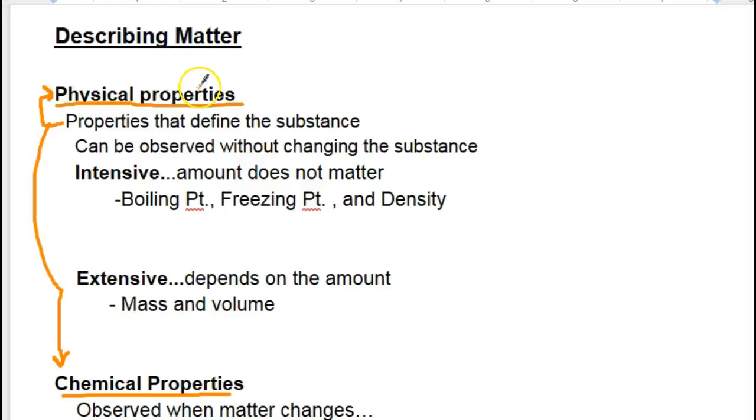Physical properties, what makes them different than chemical properties is this: they can be observed without changing the substance. So examples of these are boiling point, freezing point, density, mass, and volume. But there's a difference in these, and we call these ones, boiling point, freezing point, density, intensive, and we call these, mass and volume, extensive properties. Because intensive and extensive properties, how they're different, they both can be observed without changing the substance, but some depend on the amount and some do not. Okay? So all these physical properties, they don't change what it is.